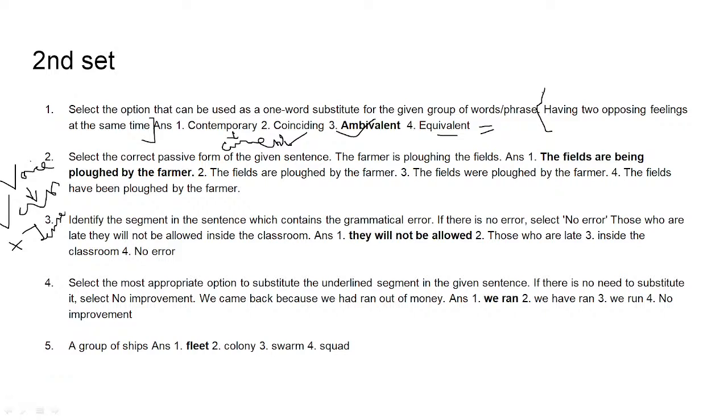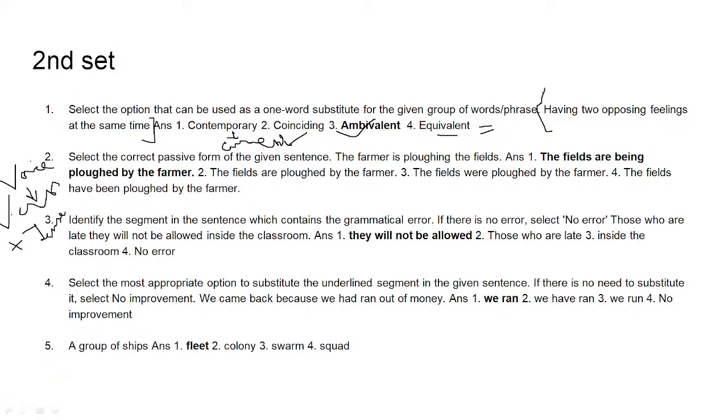The farmer is plowing the fields. Number one is the fields are being plowed by the farmer. Okay, this can be our answer. We are keeping it by the side. Let's explore the other options.